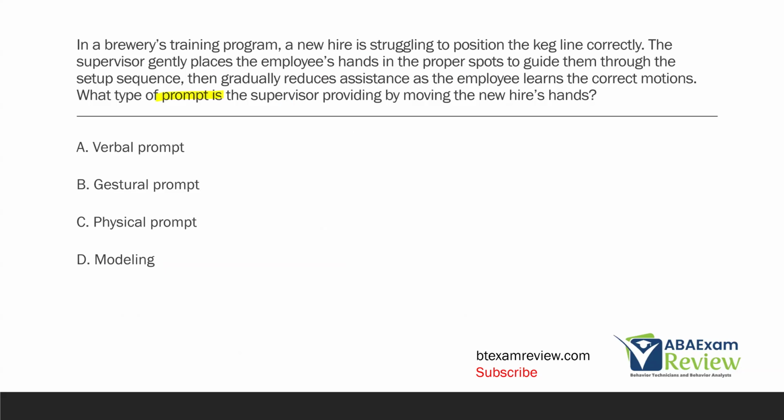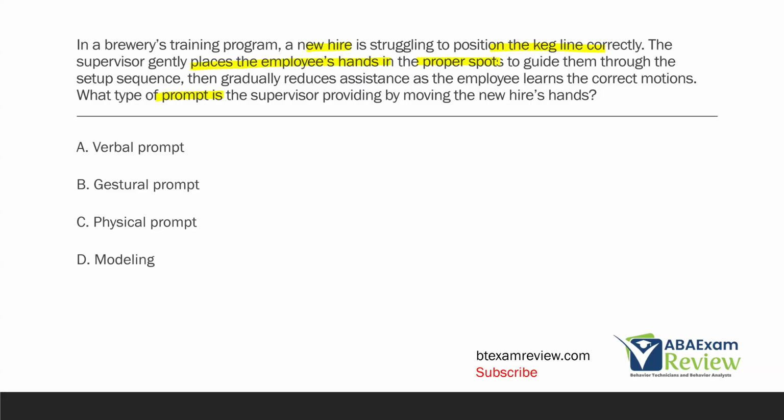Pretty straightforward prompting question, right? This is one of the more easy prompts to identify. We have a situation where the new hire is trying to position a keg line correctly. Their supervisor is doing what? Well, they are placing the employee's hands in the proper spots.